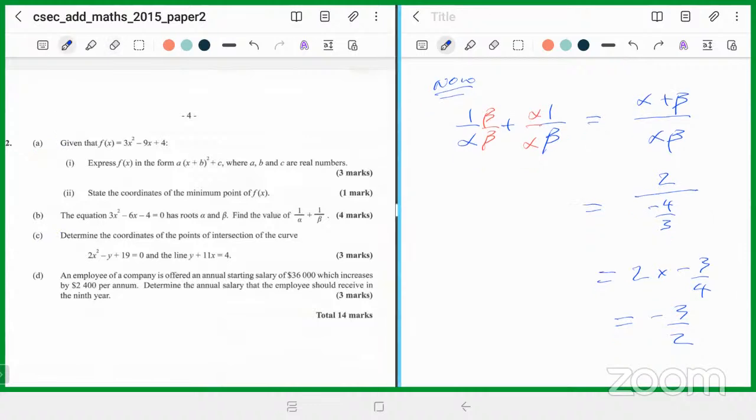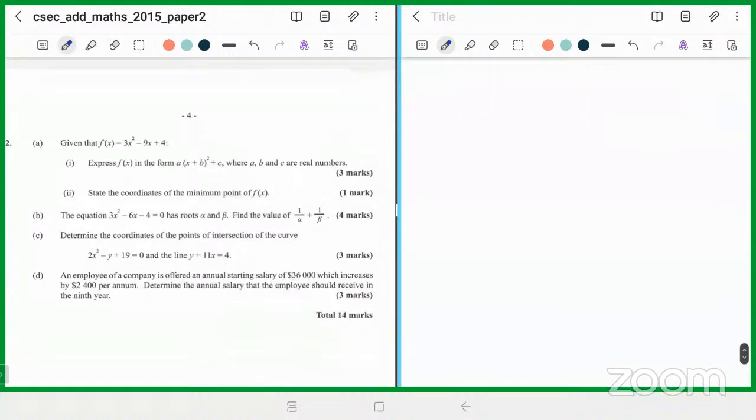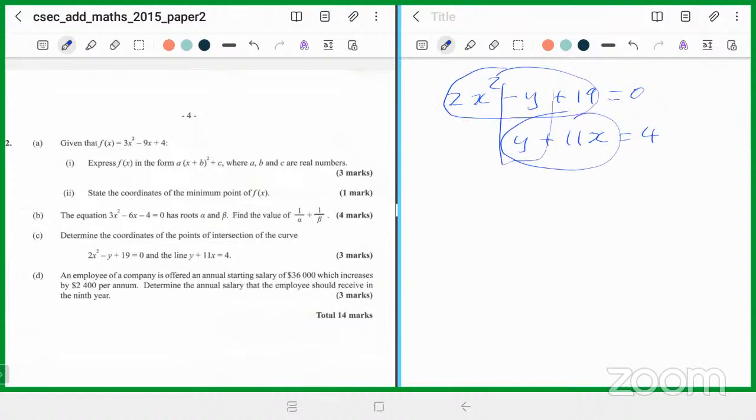Part C. So part C, they give us two equations to solve. So one is 2x squared minus y plus 19 equals 0. The second one is y plus 11x equals 4. And I can solve them by adding, because right now if I add the two equations, this side and this side, the y will be eliminated. So I can solve it by adding this time.